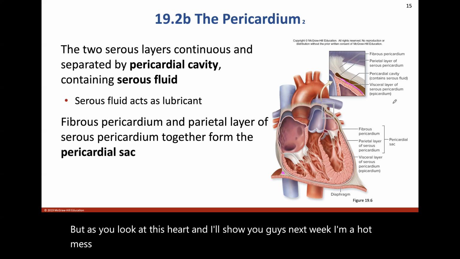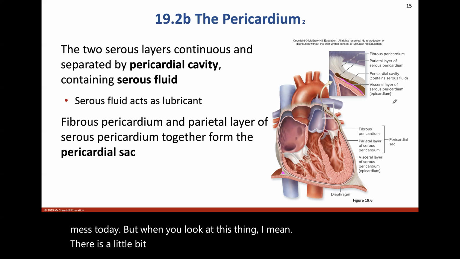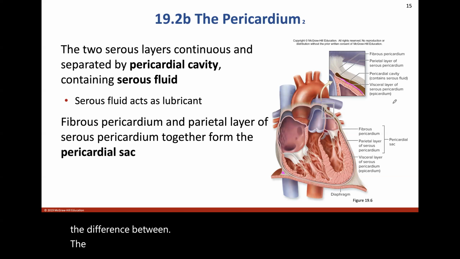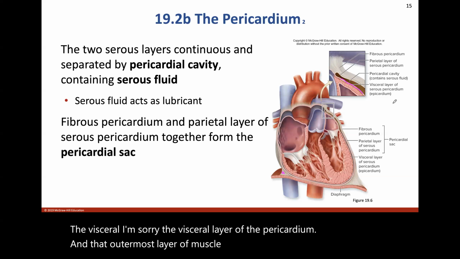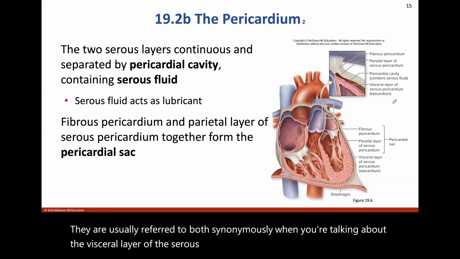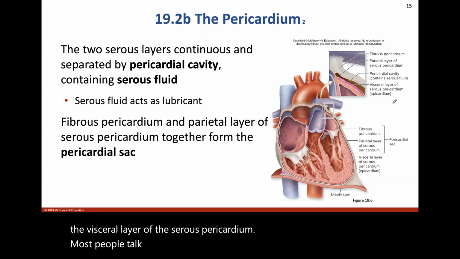But when you look at this thing, there is a little bit of fibrous material here, but it is so hard to see the difference between the visceral layer of the pericardium and that outermost layer of muscle, the epicardium. So they're usually referred to synonymously. When you're talking about the visceral layer of the serous pericardium, most people talk about the outermost layer of the heart, and that's the epicardium. So that's why you see that listed underneath it.